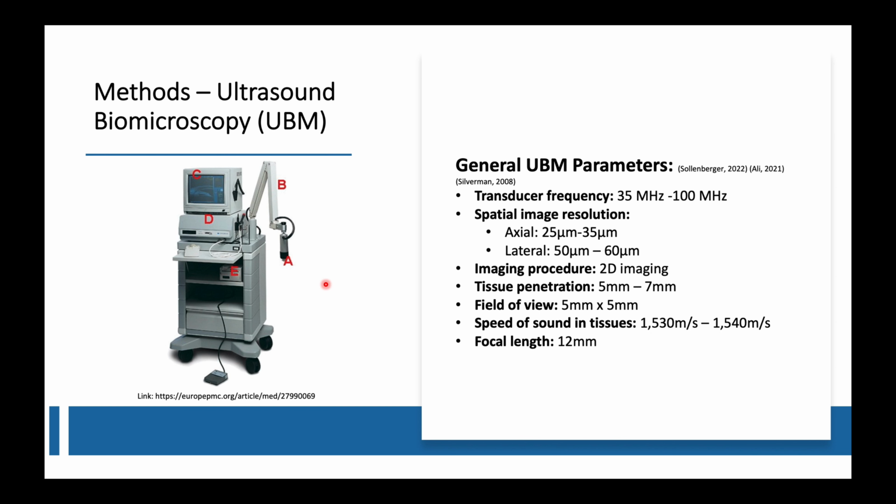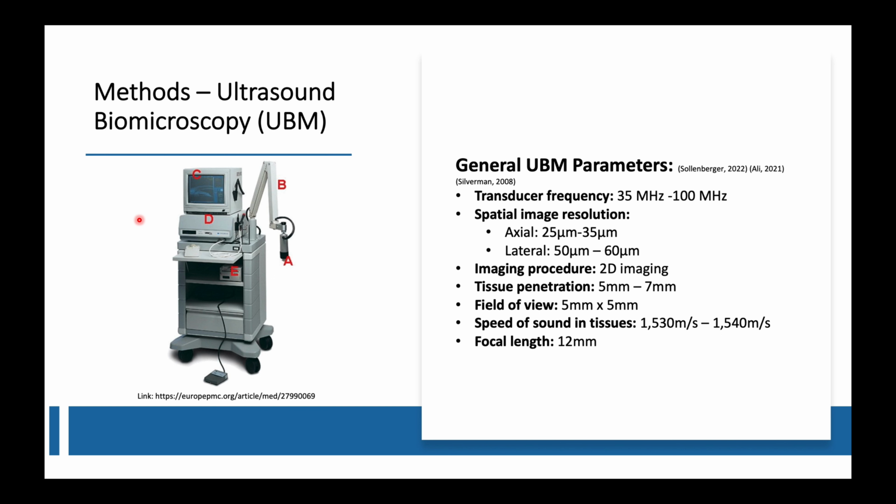Spatial resolution in UBM is quite high compared to other forms of ultrasound imaging in order to be able to produce such high-quality images of segments of the eye. Axial resolution is between 25 to 35 microns, and lateral resolution 50 to 60 microns. The imaging procedure is two-dimensional, which is produced onto the screen labeled C. The depth at which transducer ultrasound waves penetrate tissue is 5 to 7 millimeters.